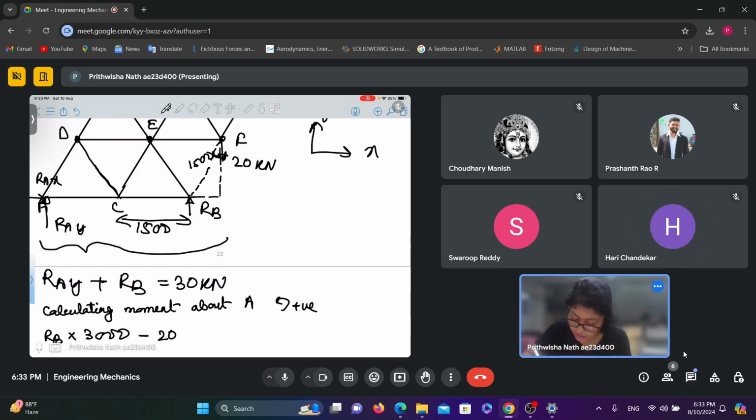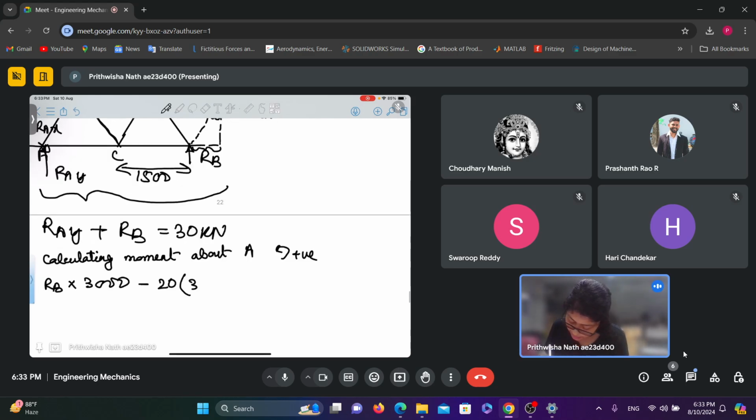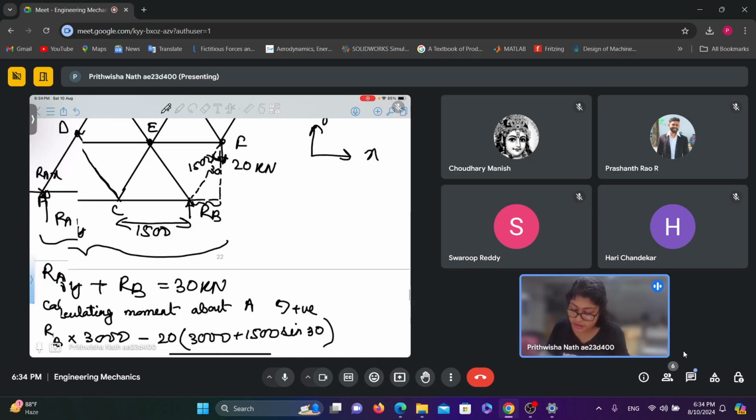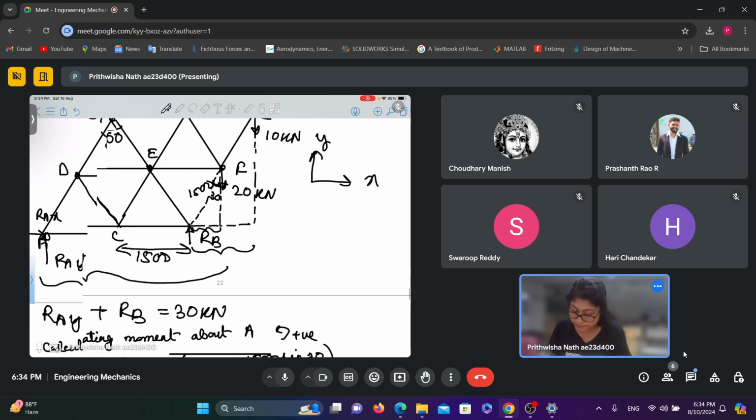Degree. 30 degree, yes. So this should be 1500 sine 30, right? So the total distance is 3000 plus 1500 sine 30 degree. And similarly for this 10 kilonewton force, I can compute this total distance.